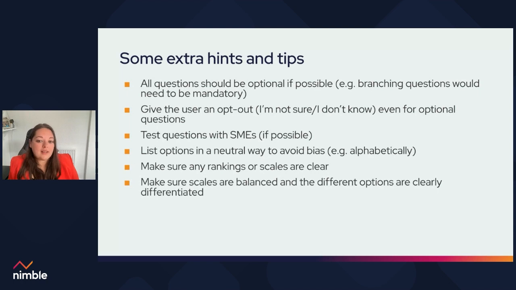And make sure any scales are balanced as well. They need to be balanced, otherwise you're adding bias in there. The other options need to be really clearly differentiated as well. So you can't say a little difficult, somewhat difficult. What's the difference? Which one's worse? You need to make sure they are very clearly differentiated. And for this, you need the same amount of positive as you have the negative, and try and have the same wording. You've got very at each end. Things like that.